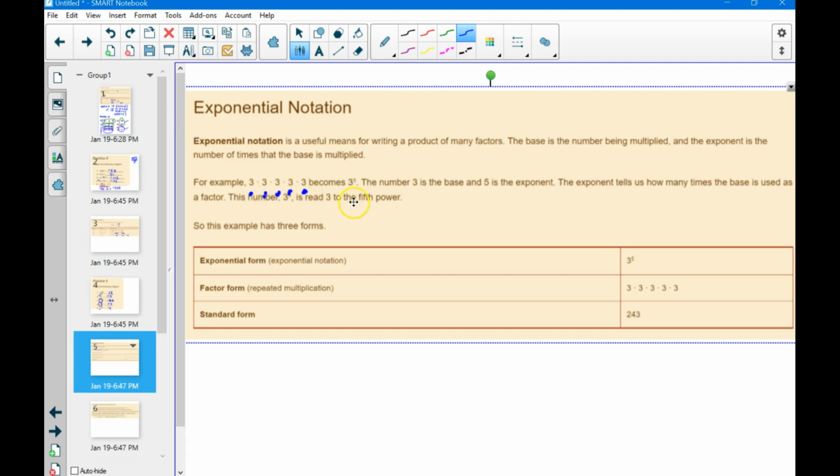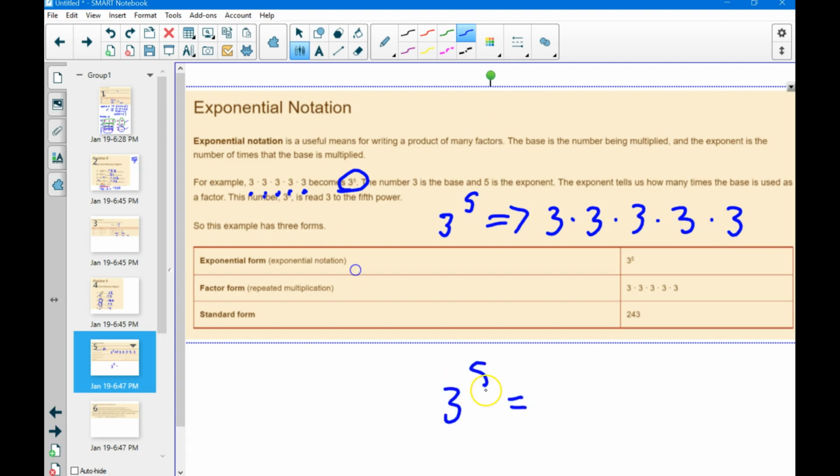So the exponential form would be 3 with the 5 on top. So it looks like this, 3 with the 5. Now that means 3 times 3 times 3 times 3 times 3. Okay? It does not mean this. Most common mistake I see is that with 3 to the power of 5, people tend to want to do this. Multiply these two numbers together and have an answer of 15.